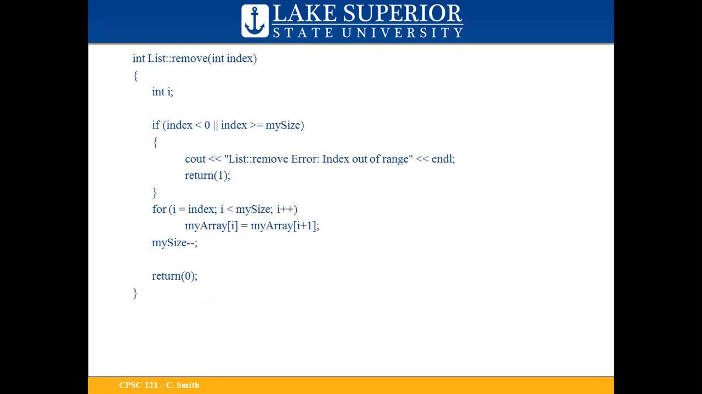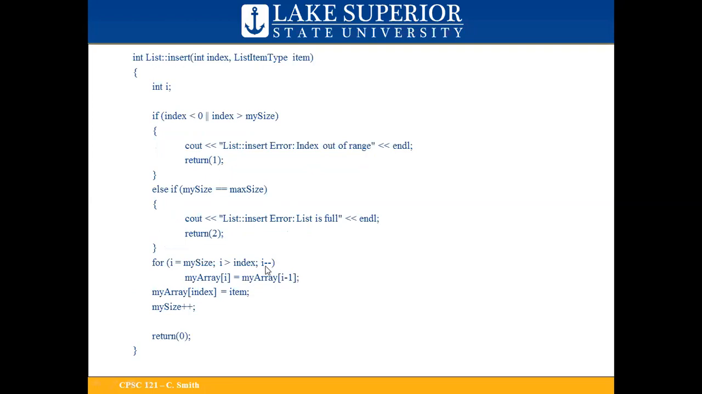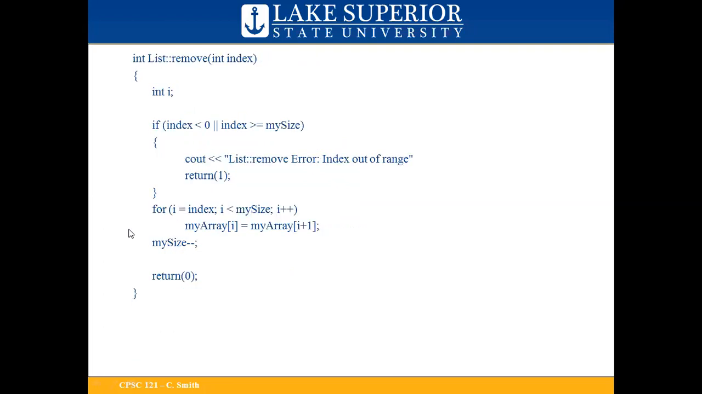Remove. Similarly, you have to check to make sure that you're removing something that's legit. If your index is less than 0 or greater than or equal to my size, you can't remove because the index is out of range. And then you have to shuffle, but this time you're shuffling from where you're removing to the end. And so the loop runs the other direction. The insert loop was running backwards, starting at the end of the array and bouncing backwards. This loop is starting where you're removing and it's bouncing forwards, shuffling everything back by 1 spot.